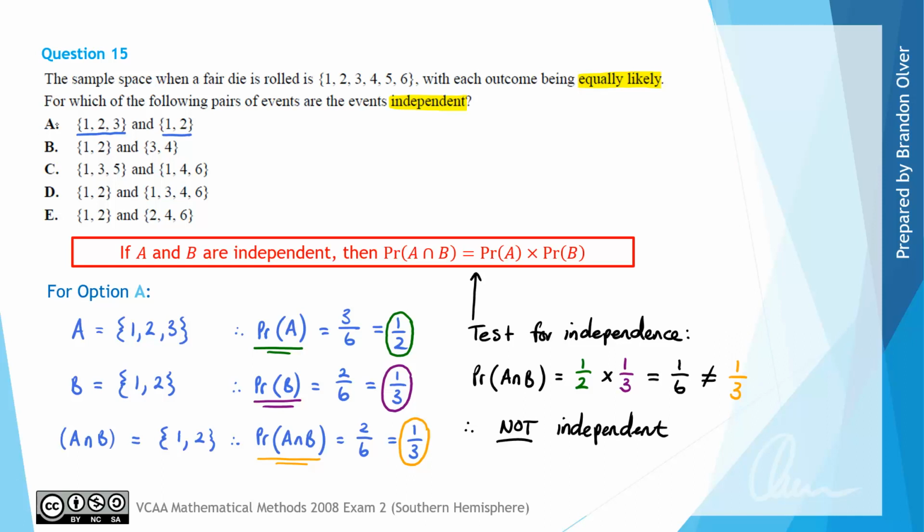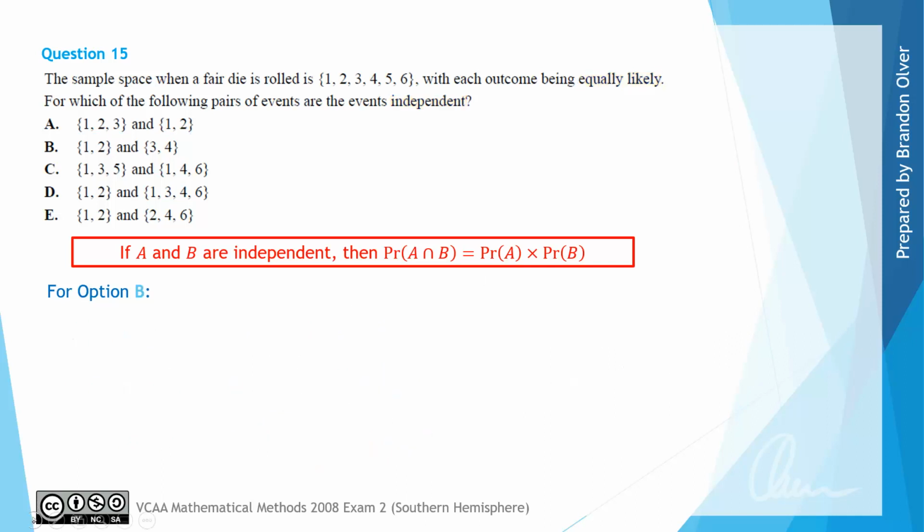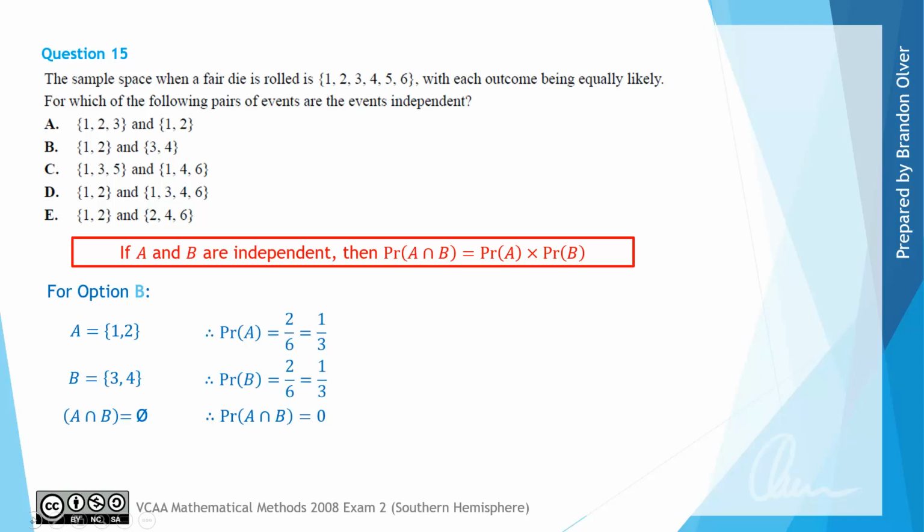So now we'll move on and have a look at option B. So for option B, we're going to go through all those same steps, but I'm just going to speed it up by getting these to just appear for us. So A is going to be 1, 2. B is the set of 3, 4. So again, they just come from the events that are given in option B.